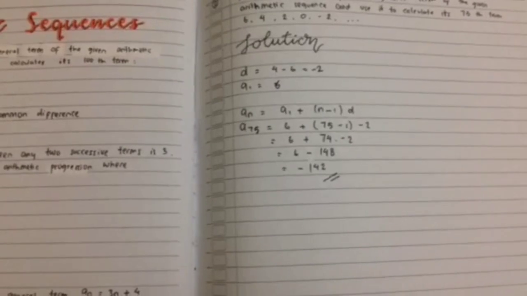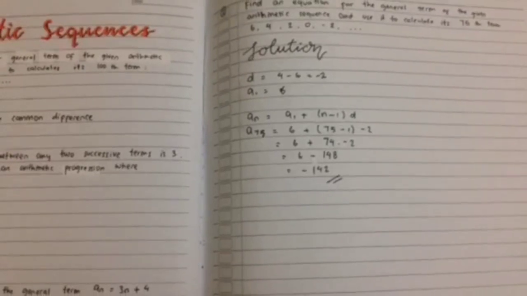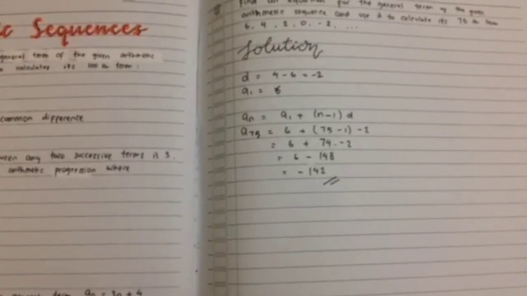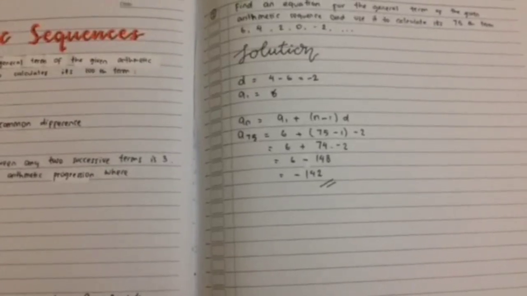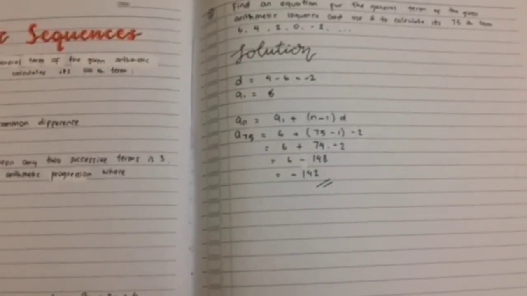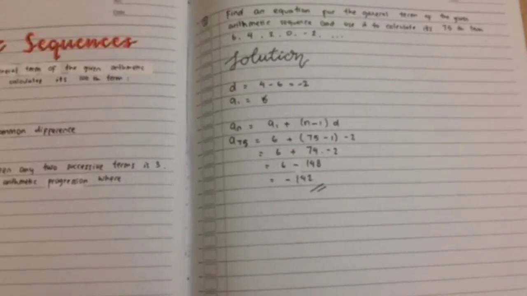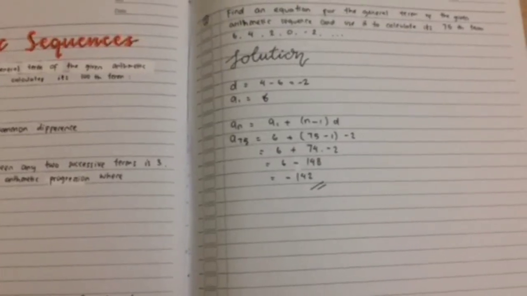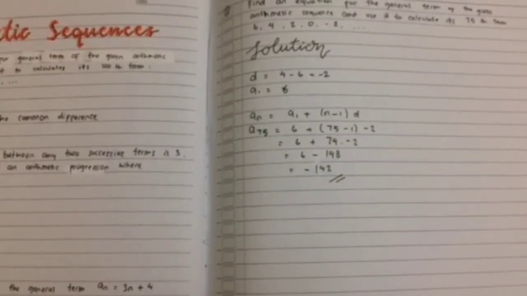So next, find the formula for the general term. Here a sub 1 equals 6 and d equal minus 2. a sub n equal a sub 1 plus n minus 1 times d. a sub 75 equals 6 plus 75 minus 1 times minus 2 equals 6 plus 74 times minus 2 equals 6 minus 148 equal minus 142. So the answer is minus 142.